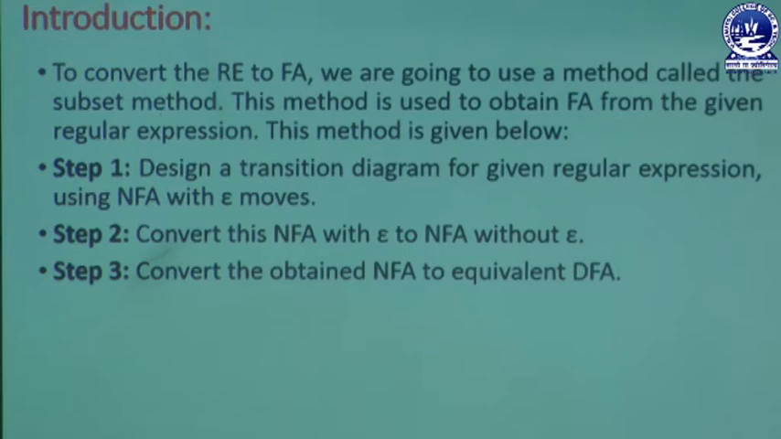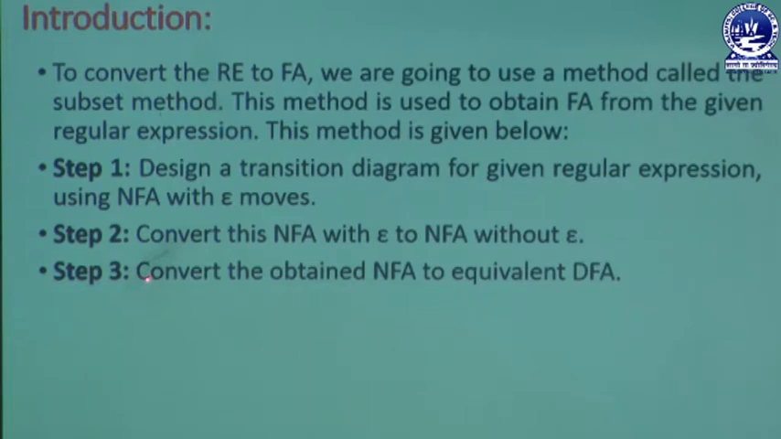In that case we always get epsilon moves in the transition diagram, but the second step explains how to convert that NFA with epsilon to NFA without epsilon. So in our topic we always need to create an NFA without epsilon. Whenever the NFA without epsilon is created, we follow up with step 3. After this we get the final output.